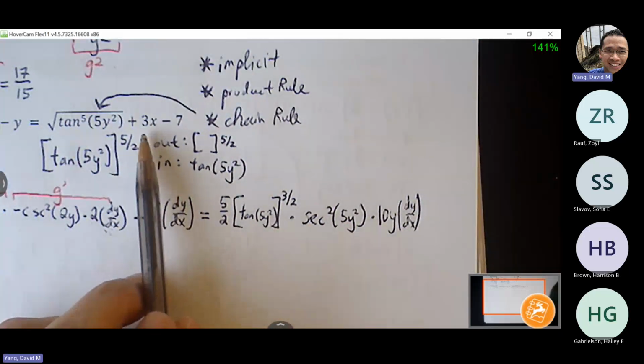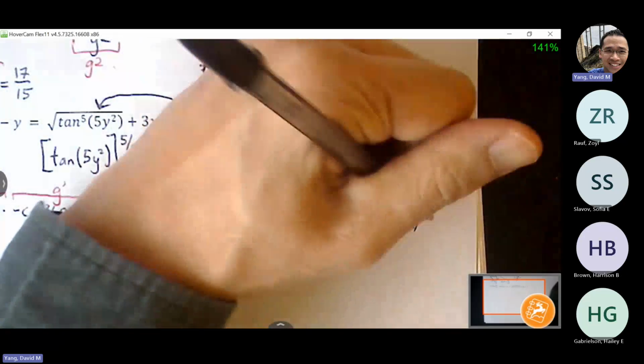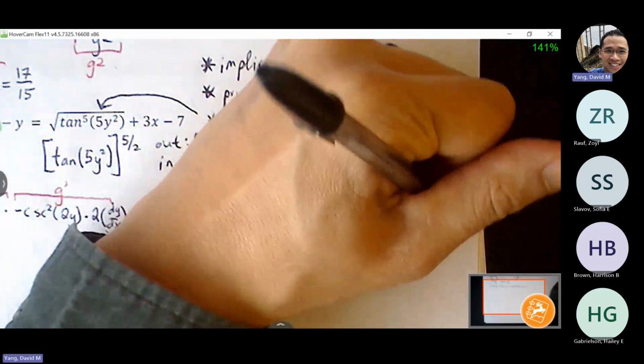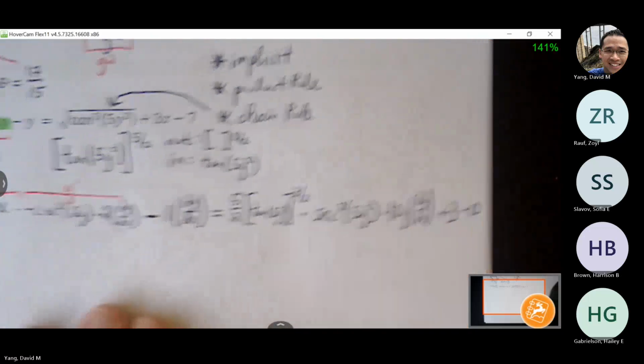And then we're done with chain rule for that. This whole thing is all connected. That's one thing. 3x becomes 3. And then the -7 goes to 0. I'm going to say -0 here, but you can just leave that out. You don't need to put a -0 here.